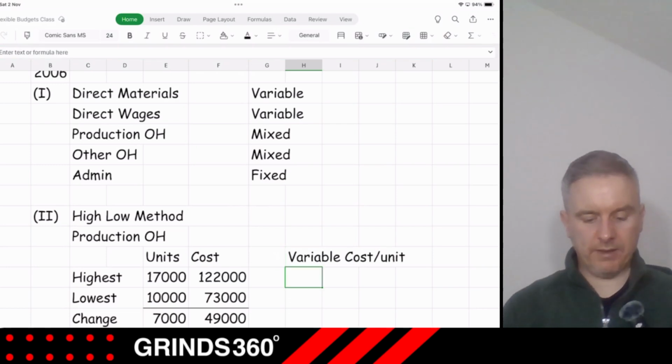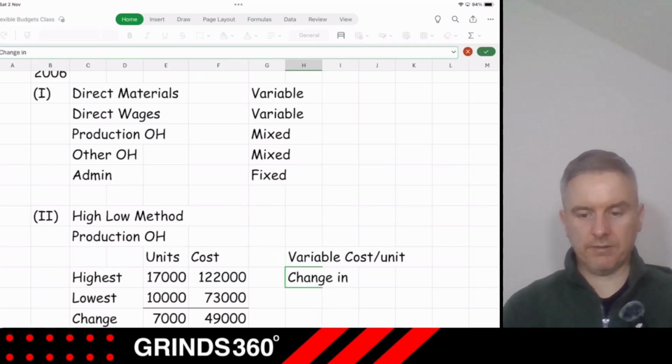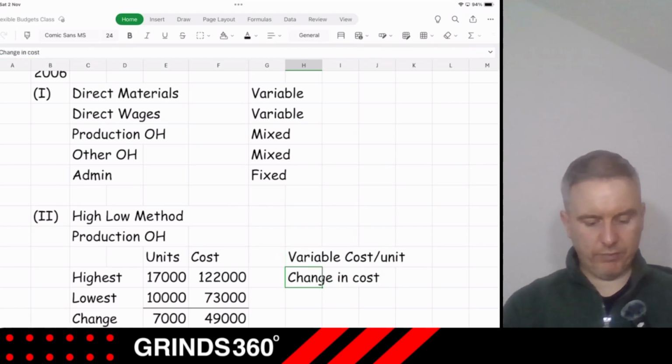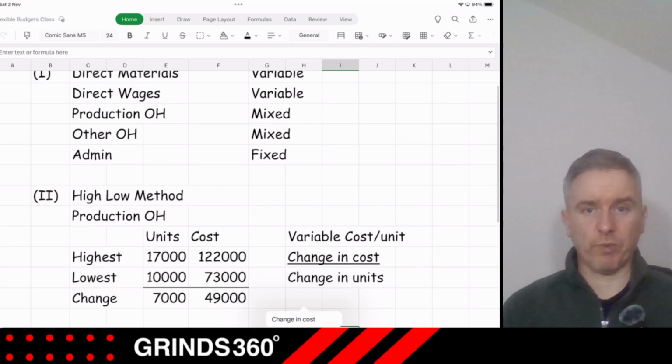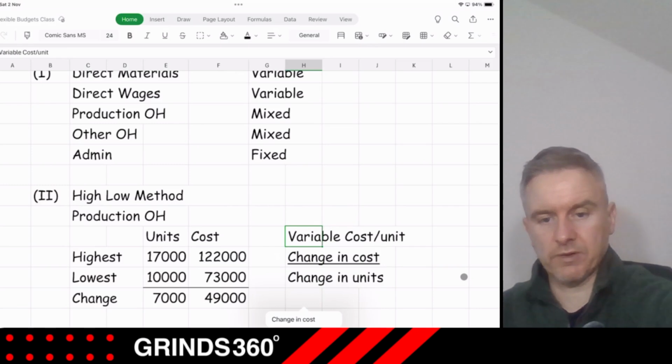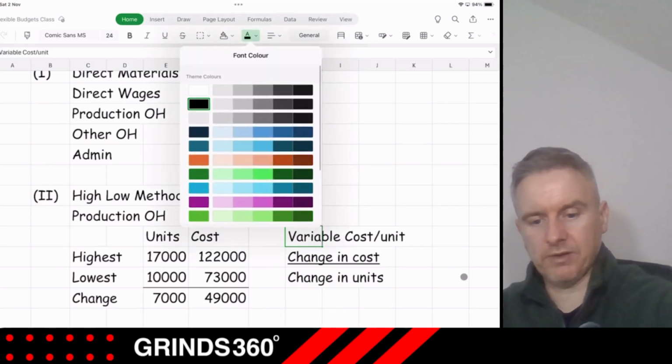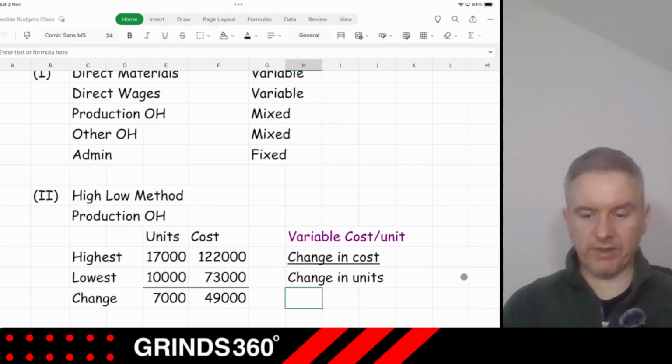all you're doing is taking the change in cost and dividing it by the change in units. That's basically the formula we're using there. Now, we don't need to write that out all the time. This is just for you in your notes when you're getting used to it, okay? That's what you're doing there. To get that value, you're saying change in cost divided by the change in units.